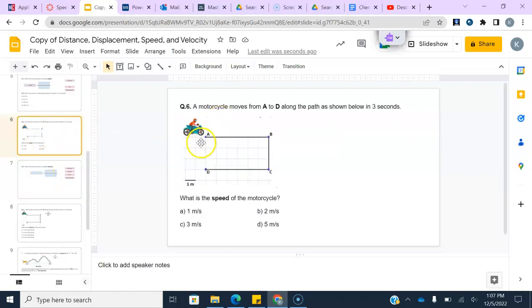Now this one, it might seem like you can't figure it out because it asks for the speed and then it gives you the time frame. You have to calculate the distance. Okay, so with these, that's why you have to do distance and displacement first, because you have to have the distance over time to calculate speed. So you just need to calculate the distance. Okay, so for some of these, you're going to have to calculate either the distance or displacement depending on if it wants speed or velocity.